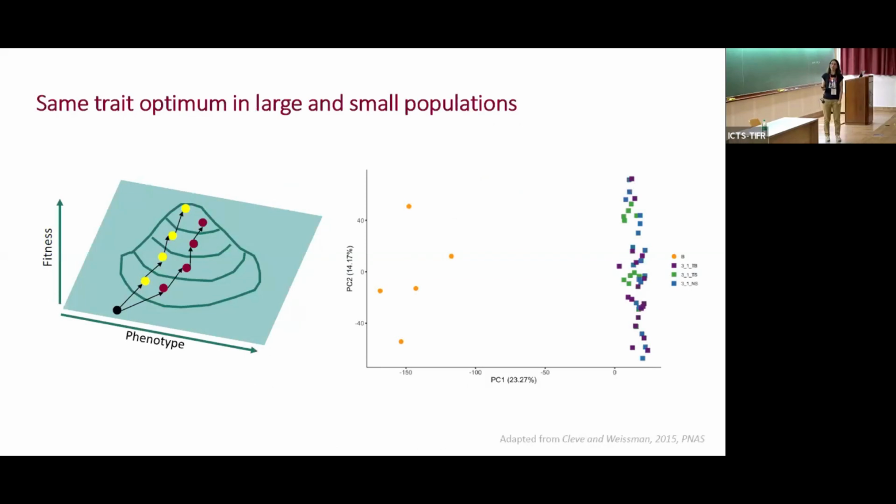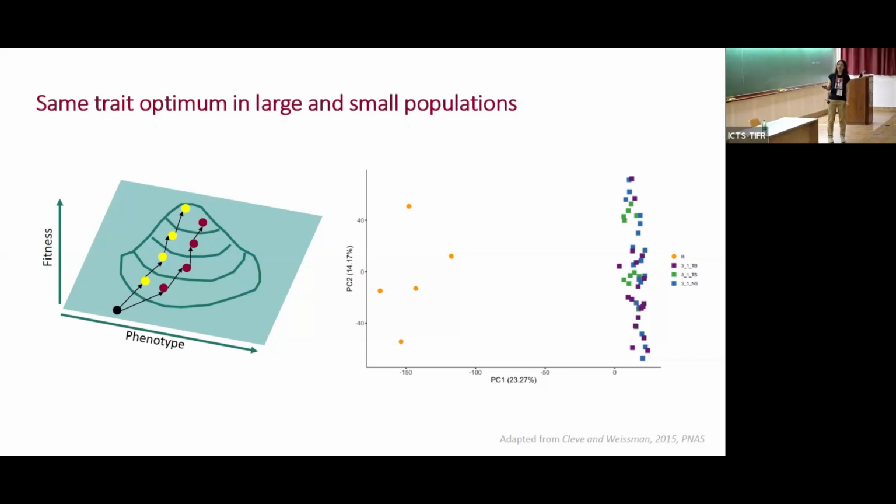And so here in this PC, I'm showing the founder population and all these three treatments that I introduced to you at generation 31. The large populations on this high protein diet are in this purple color, the small populations on the high protein diet are these green squares, and the smaller populations on this ancestral diet are the blue ones.